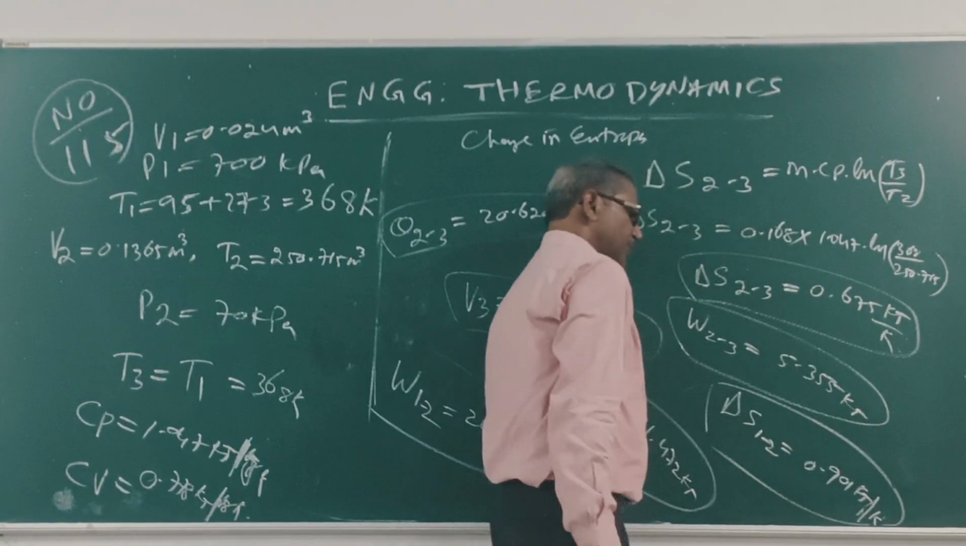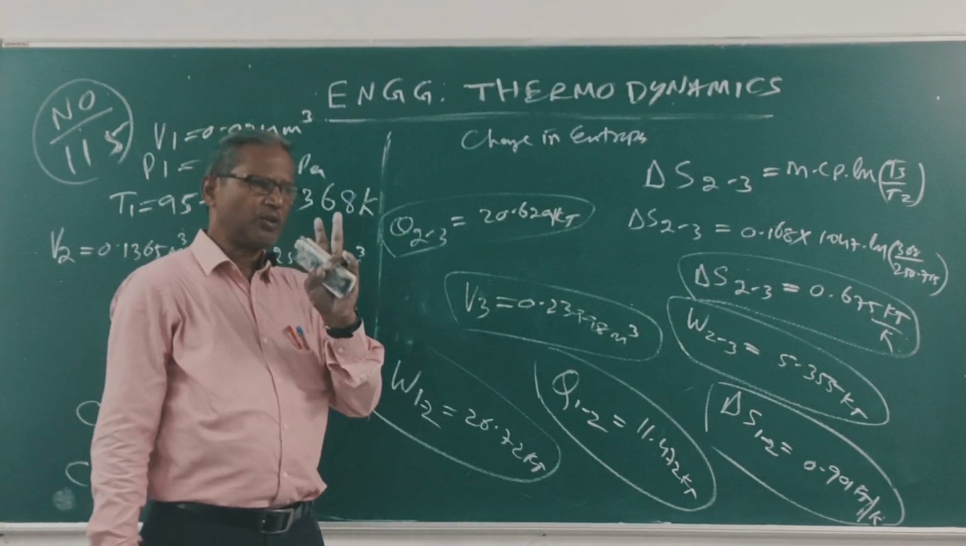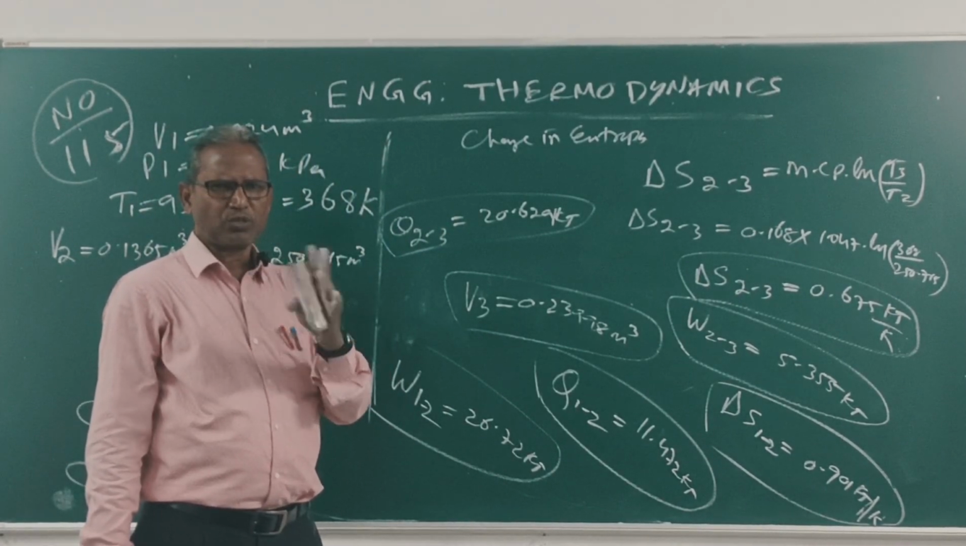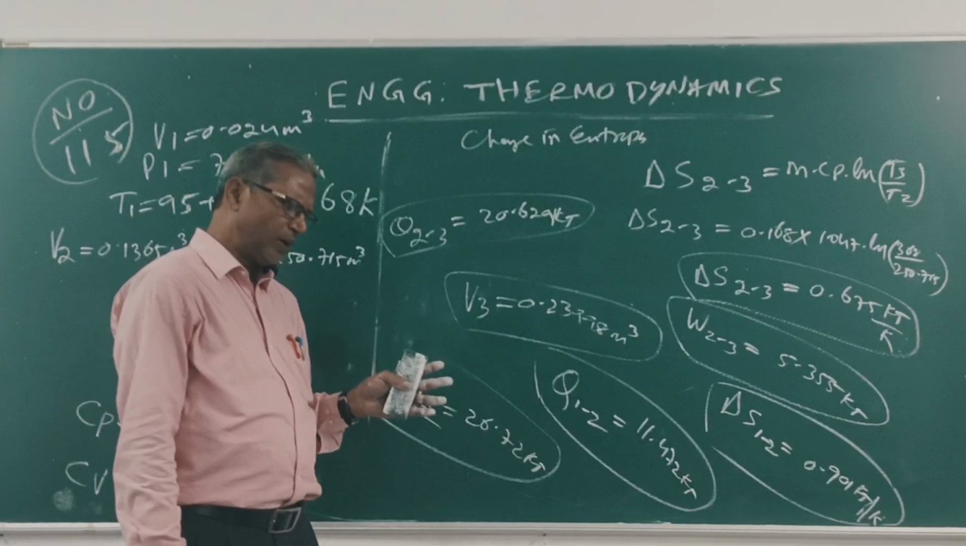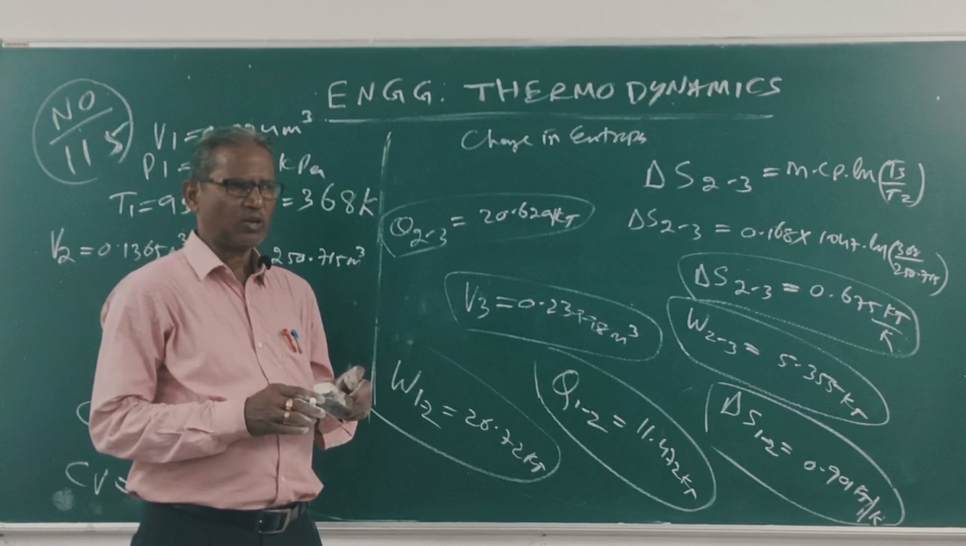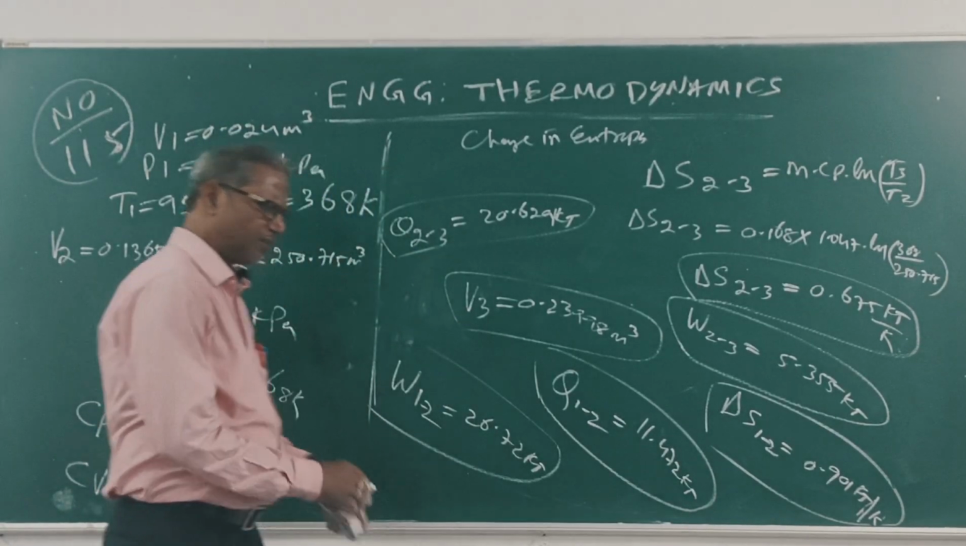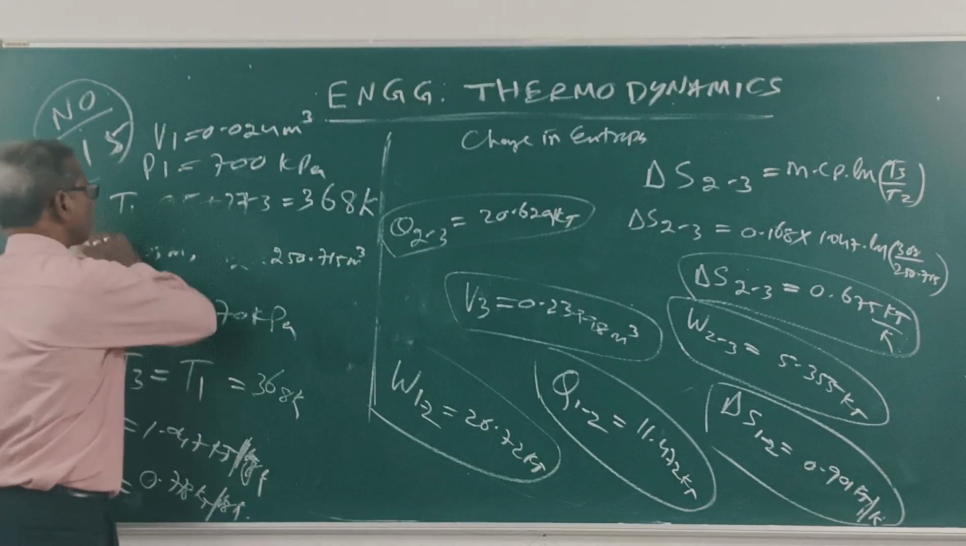Clear? Now the question considers two processes, process 1-2 and process 2-3. Now we find out the total work done, total heat transfer and total change in entropy for 1-2 and 2-3. Clear?